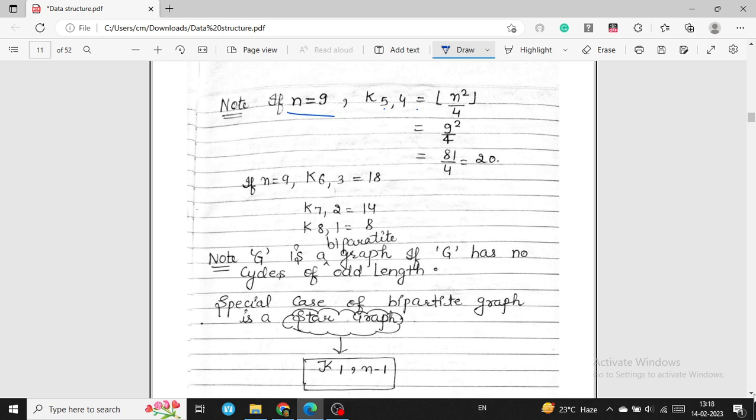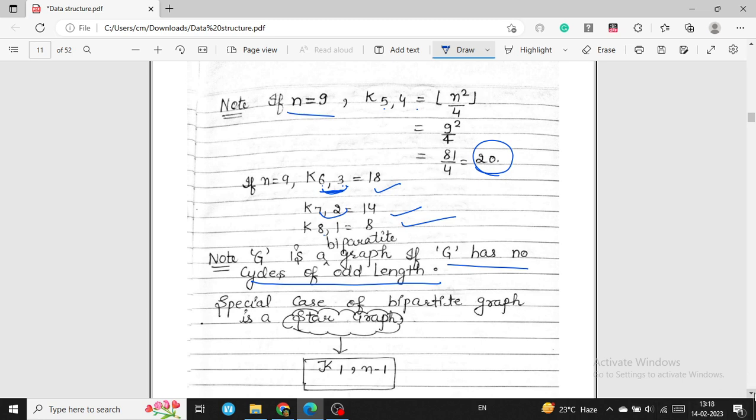When you take 5 and 4, 9 squared over 4 gives 20 edges. When you change the pair to 6 and 3, 6 3s are 18 edges, 7 2s are 14, 8 1s are 8 edges. G is a bipartite graph if G has no cycles of odd length. If G has no cycles of odd length, then you can say the graph which is drawn is a bipartite graph.